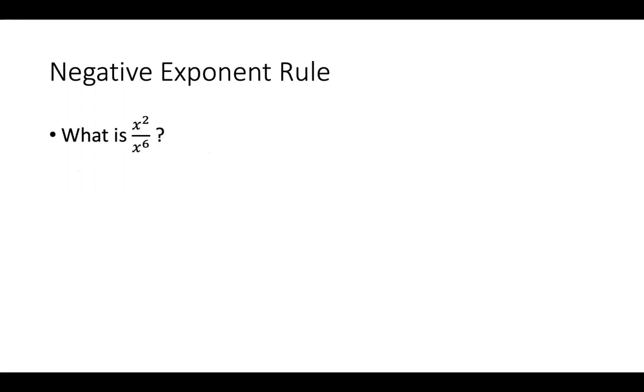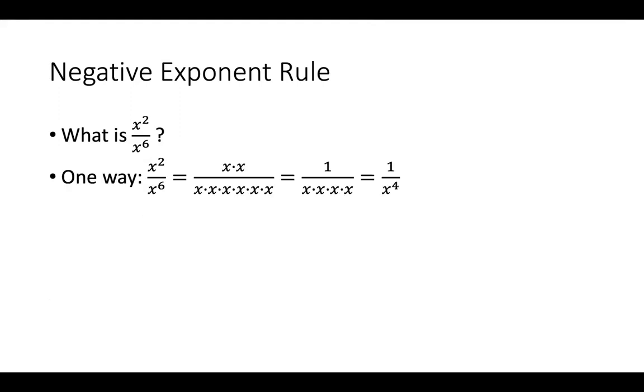So suppose that I asked you to simplify the expression x squared over x to the 6th. There are 2 ways you could do that. One way is without even knowing any exponent rules, you could just use the fact that x squared is x times x, and x to the 6th is x times x times x times x times x times x. You cancel 2 pairs of x's, and you're left with 1 over x times x times x times x, which is 1 over x to the 4th. So that's one way to do it.